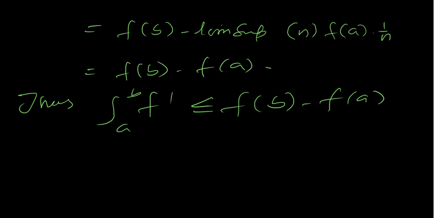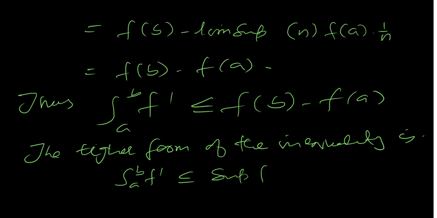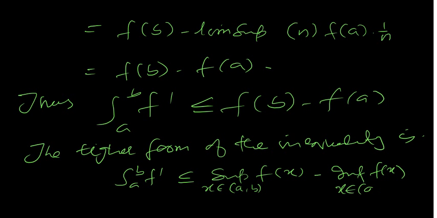And the more general form for this, the tighter form of the inequality, is the following: the integral a to b of f dash is less or equal to the supremum of f of x, where x runs over the interval a to b, minus the infimum of f of x, where x runs over the interval a to b.